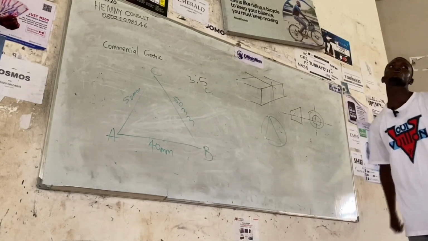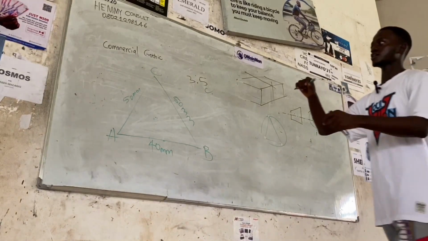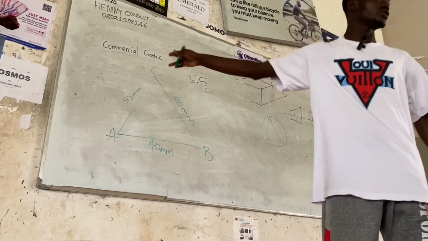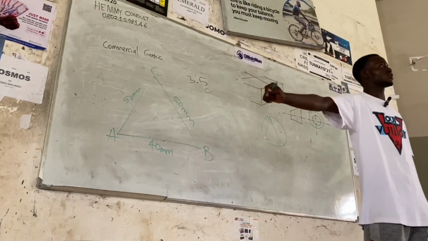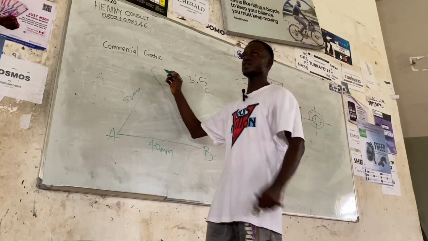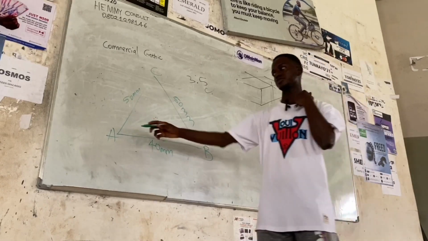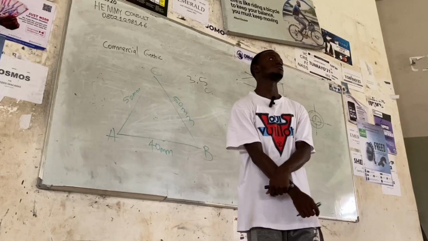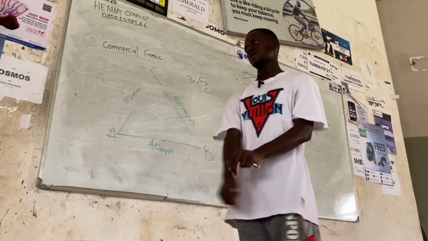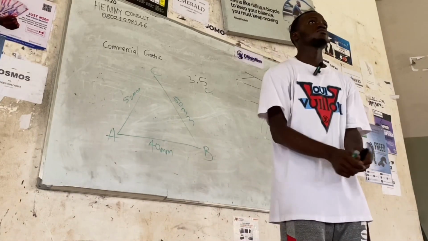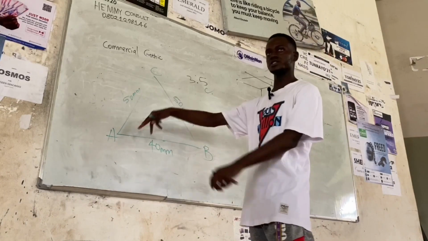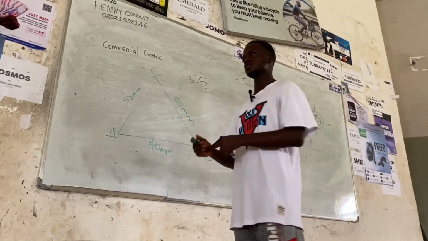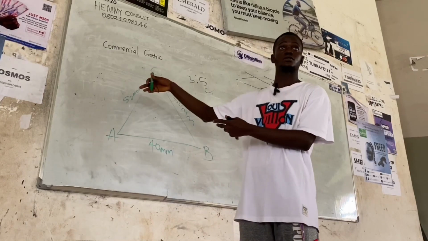So for you to draw a circumscribed circle to the given triangle, what you are going to do is that you bisect line AB and any of the other lines. So which line should we choose? Okay, AC, right?